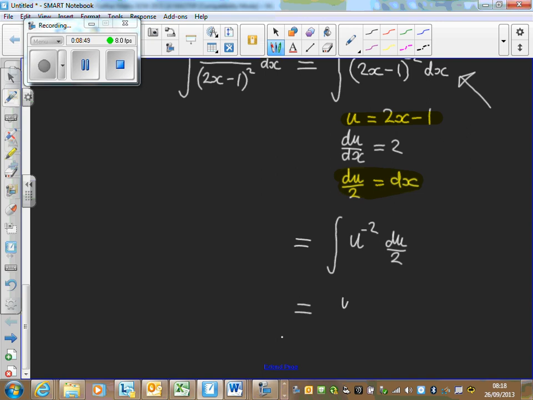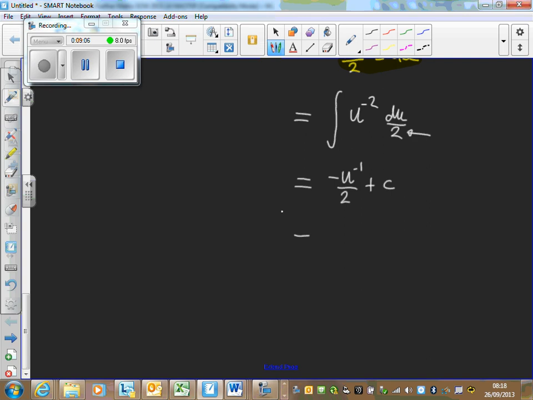Which means we can now add the power to get u to the minus 1. Divide by the new power. Well, dividing by minus 1 is just putting a minus sign there. And we need to divide by 2, because we've got that divide by 2 there. And we're going to plus c. Okay? Finally, I'm going to resubstitute my expression for u. U was 2x minus 1. So I get minus 2x minus 1 to the power of minus 1 over 2 plus c.